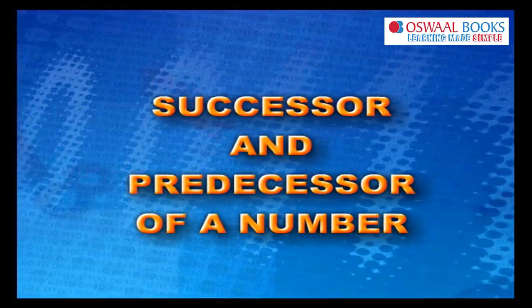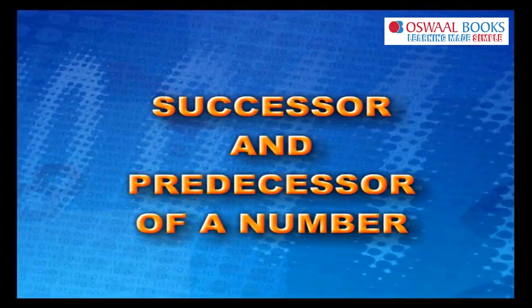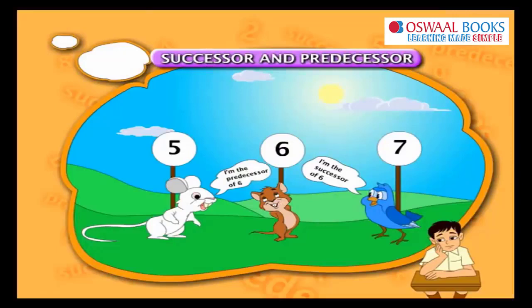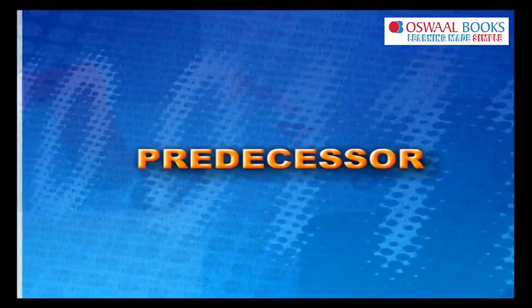Successor and predecessor of a number. To understand this concept better, let us take 3 numbers, 5, 6 and 7. Here, 5 is the predecessor of 6 because 5 comes before 6, and 7 is the successor of 6 because it comes after 6.